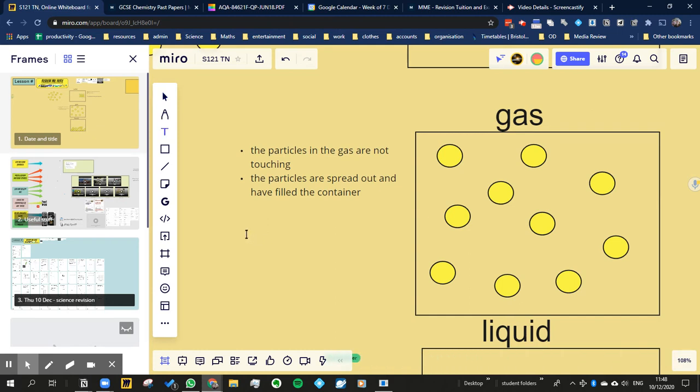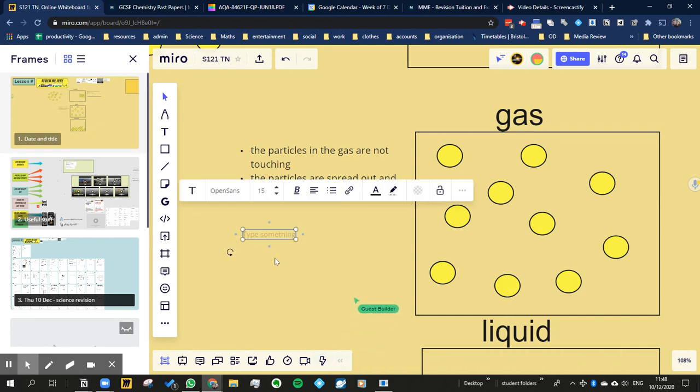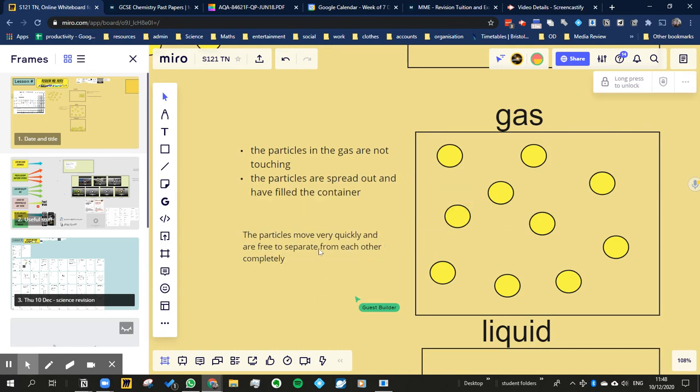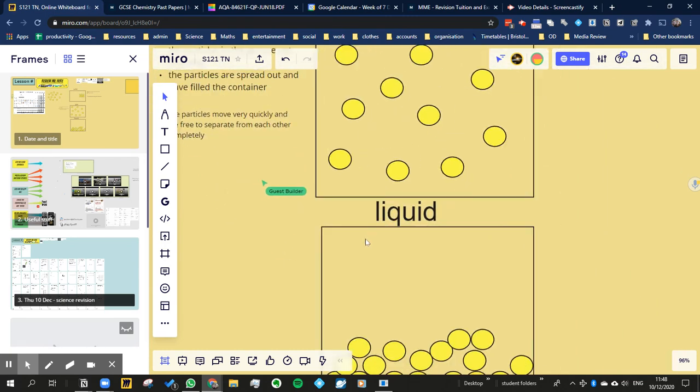I'm going to write a little bit about how they actually behave. The particles move very quickly and are free to separate from each other completely. So that's a gas. Let's look at a liquid now.